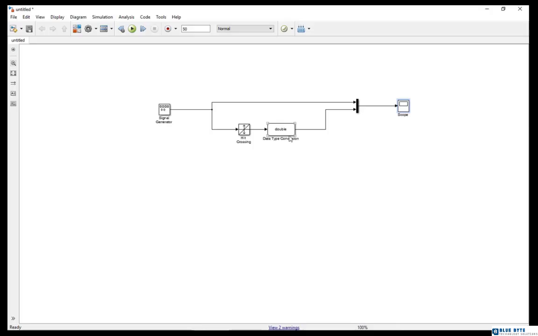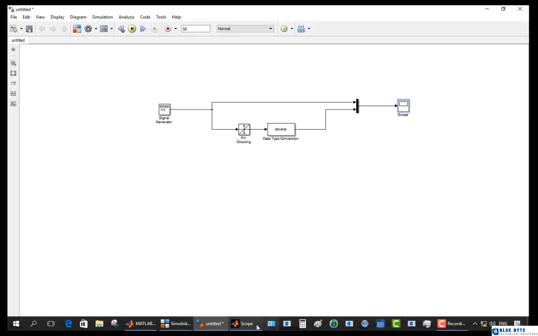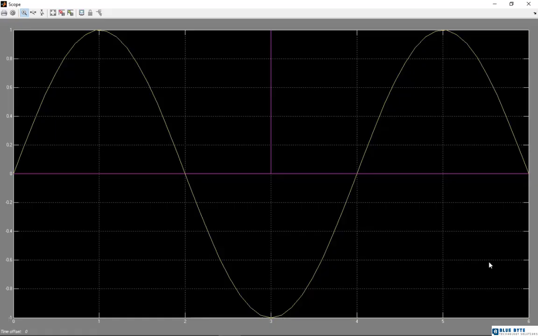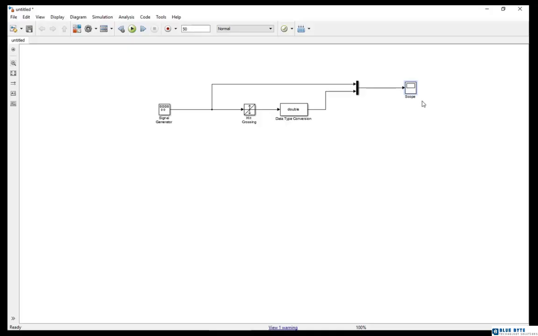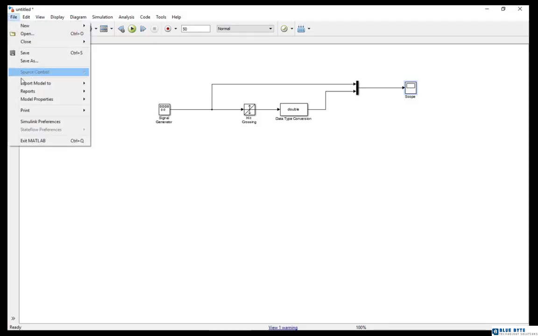As you see, the scope's first input was a sine wave that you can see here, and its second input was the hit crossing block output that we set to -1. That way, when it reaches -1, the scope shows an impulse. I tried to explain the most useful blocks here. The other ones which I have not explained are not as applicable as those which have been explained.